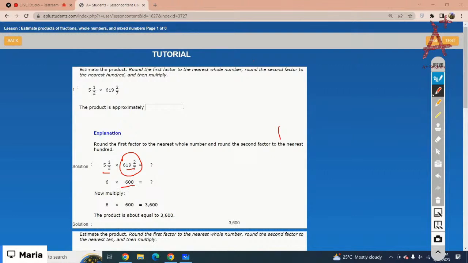Got it? Here you have 5 whole 1 over 2. So 1 over 2 means 0.5. You need to compare the fraction to 0.5. So they are equal. That means you have to round up. So 5 whole 1 by 2 is rounded to 6. Got it? So when you multiply them, it would be 3600. Got it?